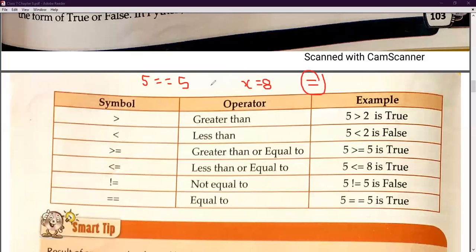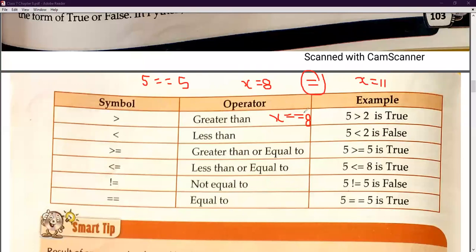But if you are writing, let's suppose x's value we have given as 11. Okay, mark my point, beta, x's value we have given as 11, and here I am now writing x equal to 8. So here I am checking. If I am writing 2 times equal to sign, that means I am checking the condition. I am checking, is my x equals to 8? No, my x is equals to 11.